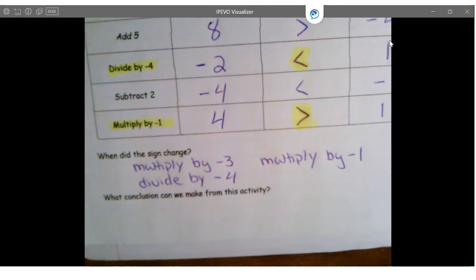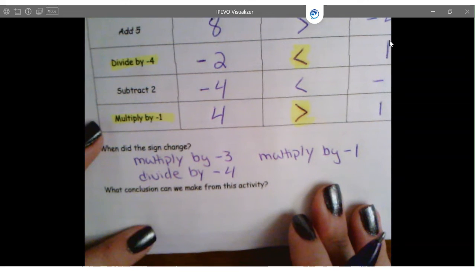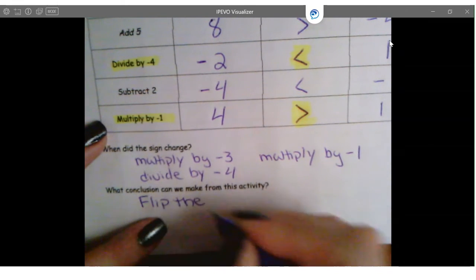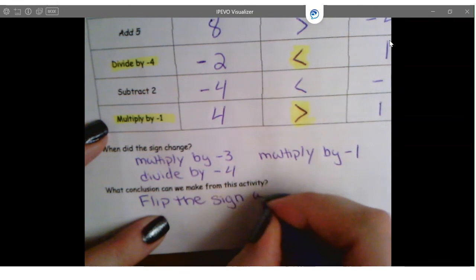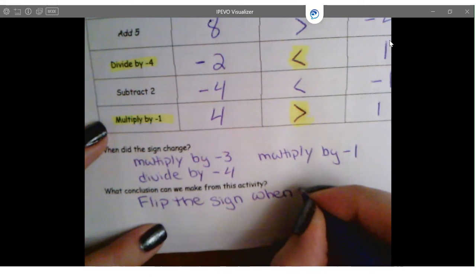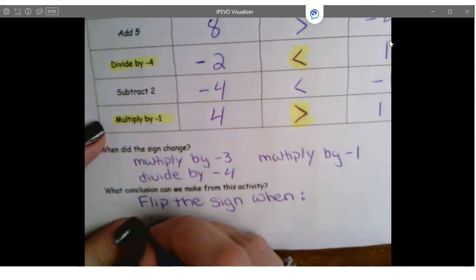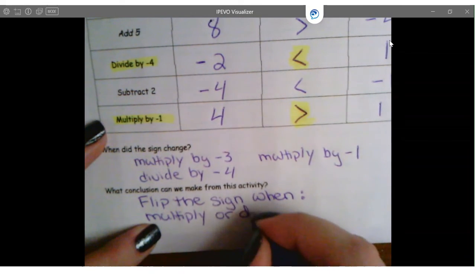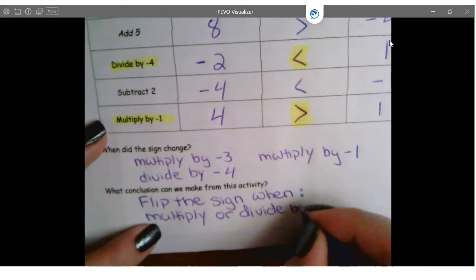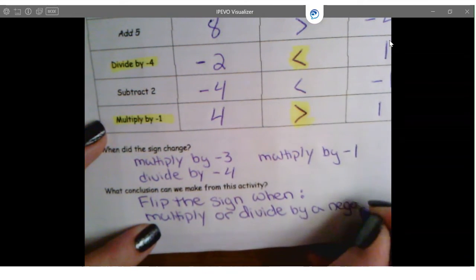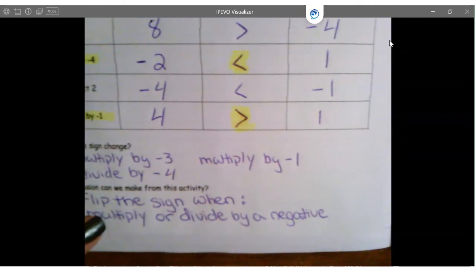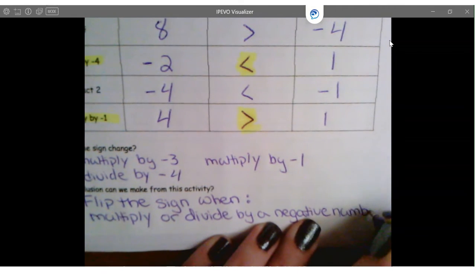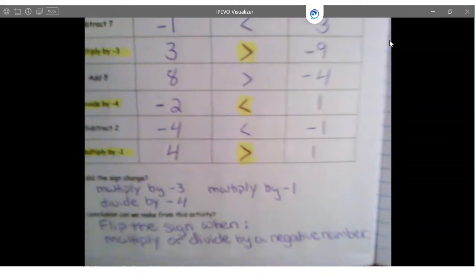So we can conclude that you flip the sign when you multiply or divide by a negative number. So that's what we can conclude.